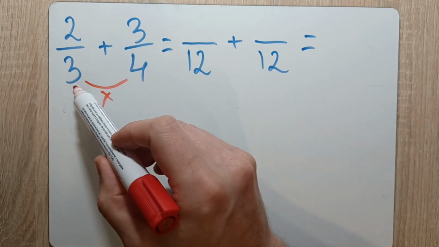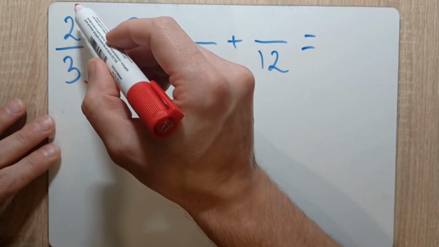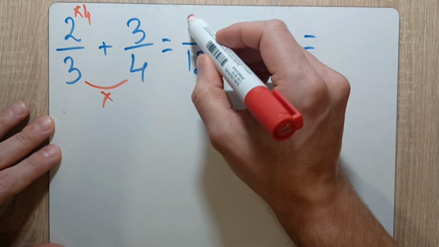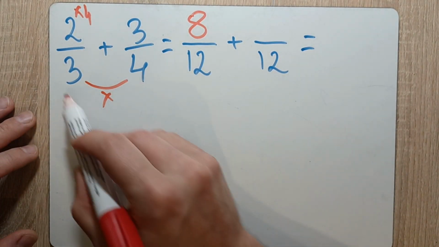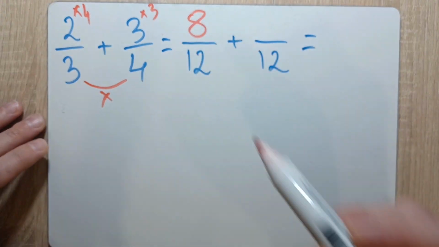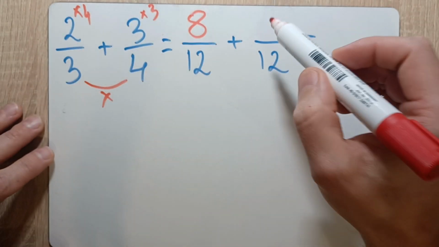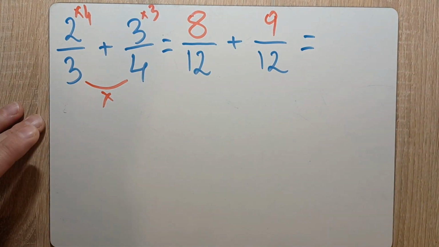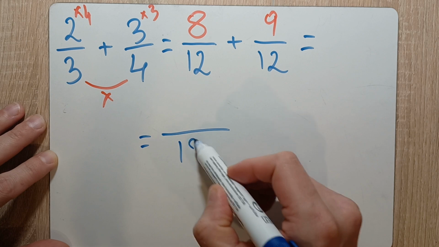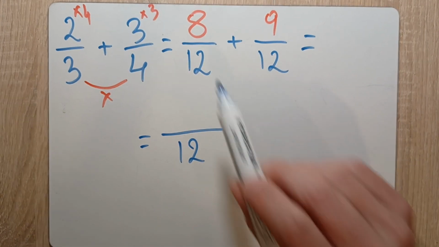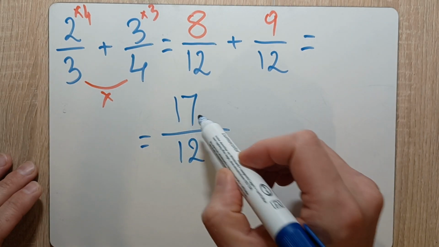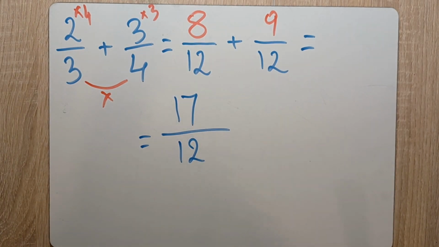And then what happened with 3? 3 multiplied by 4, so 2 times 4 as well. 2 times 4 equals 8. 4 multiplied by 3, so 3 multiplied by 3 as well, and then I've got 9. And then 12 stays as a denominator, 8 plus 9 equals 17. So we've got 17 over 12.